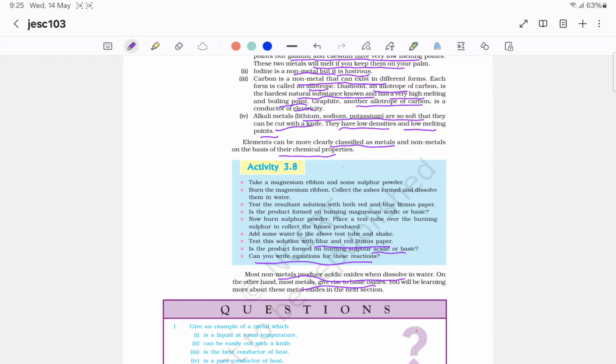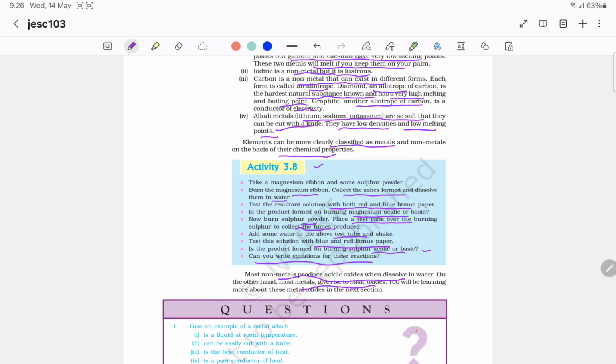So next is activity 3.8. Take a magnesium ribbon and some sulfur powder. Burn the magnesium ribbon. Collect the ashes formed and dissolve them in water. Then test the resultant solution with red and blue litmus paper. Is the product formed on burning magnesium acidic or basic? Now burn sulfur powder. Place a test tube over the burning sulfur to collect the fumes produced. Add some water to the test tube and shake. Test this solution with blue and red litmus paper. Is the product formed on burning sulfur acidic or basic? Can you write equations for these reactions?